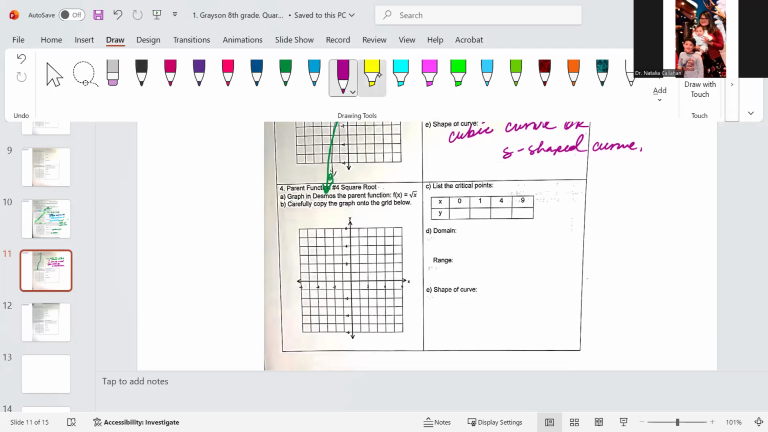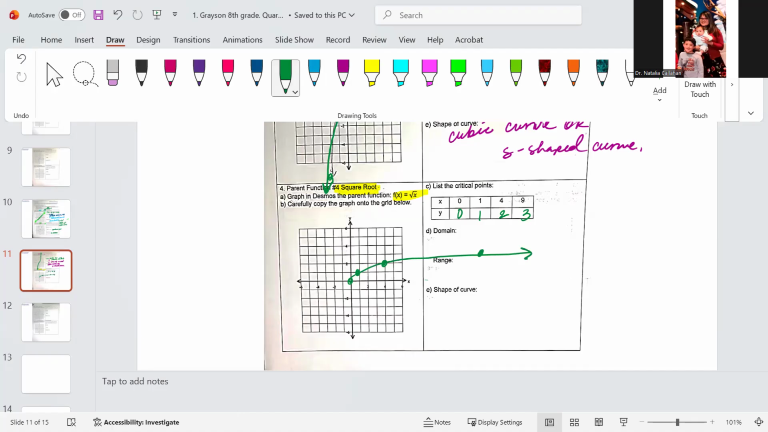Okay, number 4. Highlight it. What is it? Square root, correct? Did you do that one yet? Yes. Good. What number did you put down? What is your y value when x is 0, 1, 2, and 3? 0, 1. Wait, hold on. 4 is 2. And then 9 is going to be all the way over here. It is 3. So you can tell that's going this way, right?